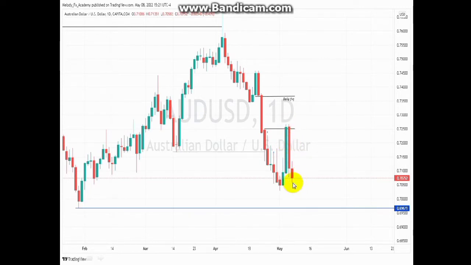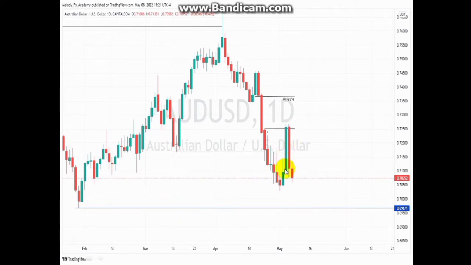So I'm going to share what I did on Wednesday. I also talked about this fair value gap on the daily time frame. I made mention that if we were to see a retracement, it is likely going to be to the daily fair value gap. So it's going to reach for this daily fair value gap before reaching for this sell side liquidity.